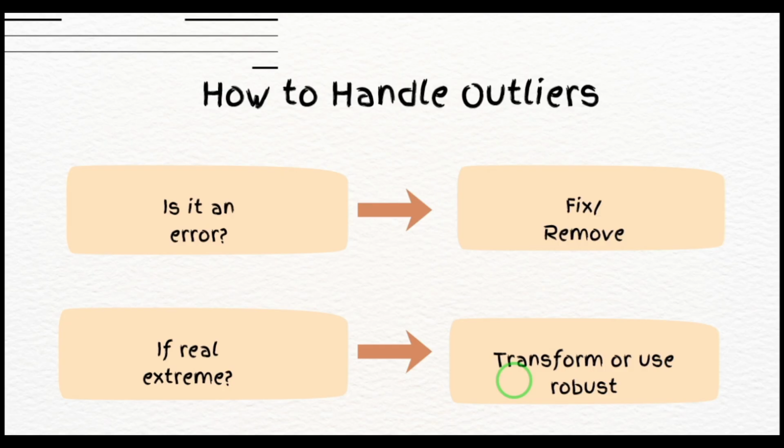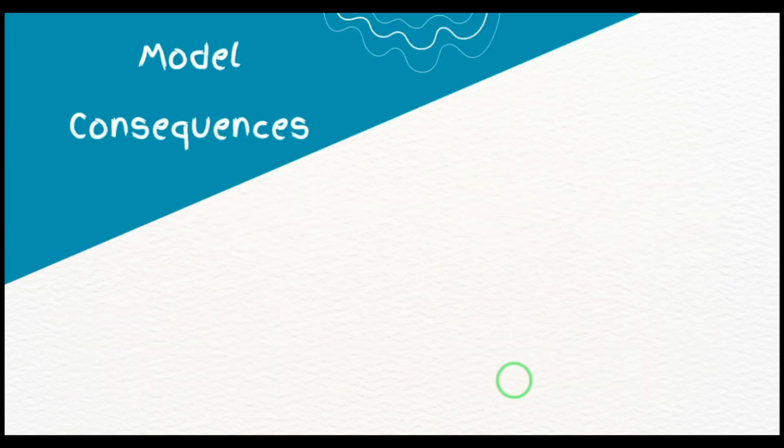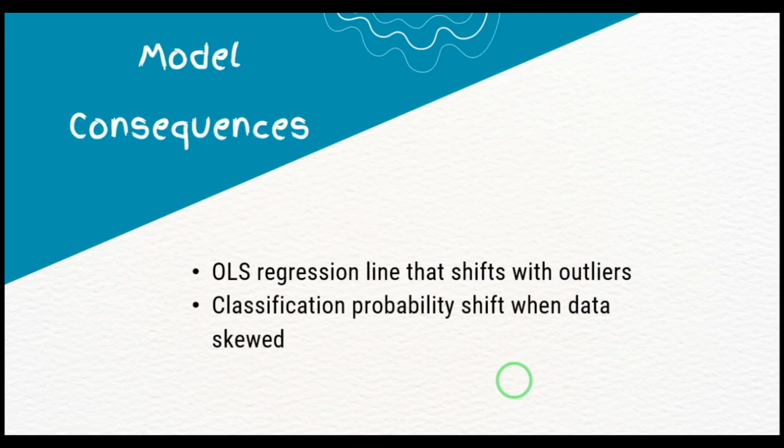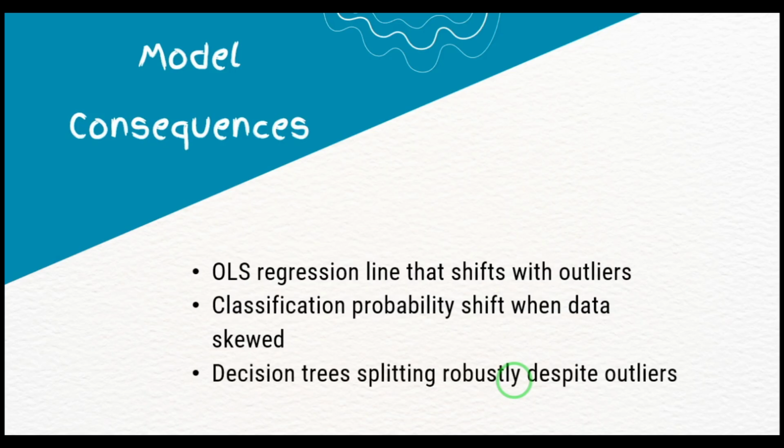So anyway, let's connect distributions and outliers to model behavior. You see some consequences of these investigations. OLS regression can shift dramatically with outliers. For classification models, skewed class distribution shifts thresholds and metrics, so you can get misleadingly high accuracy. Be careful with that. And for tree-based methods, they are more robust to outliers, but skew can still bias split points and feature importance. So understanding distributions saves you a lot of trial and error and wasted computation.